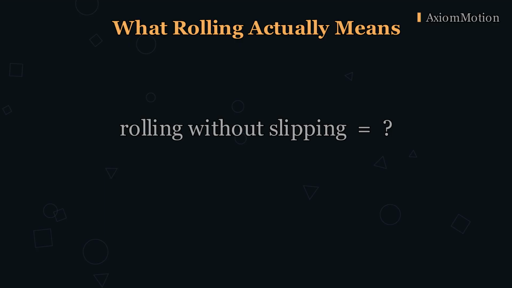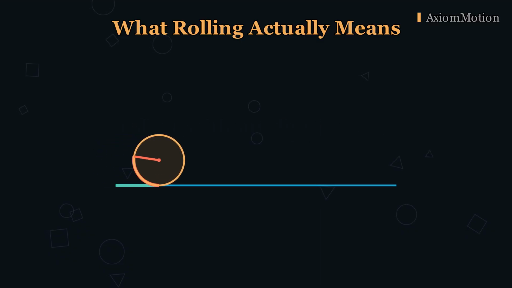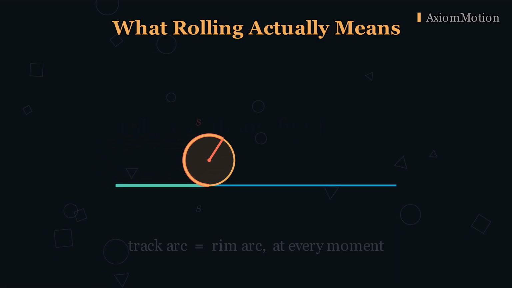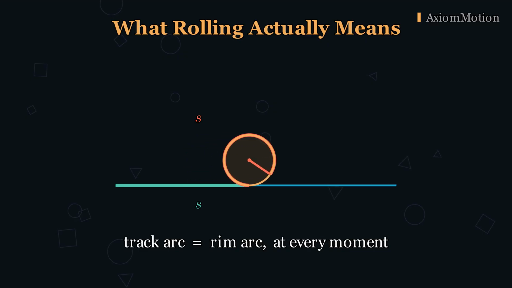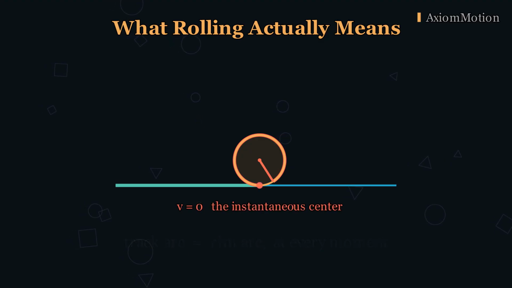First question. What does it actually mean for one shape to roll on another without slipping? As the coin rolls along a track, the arc length it covers on the track exactly matches the arc length unwound on its own rim. No skidding, no spinning in place. That matching of arc lengths is the entire definition. And this definition has a powerful hidden consequence.